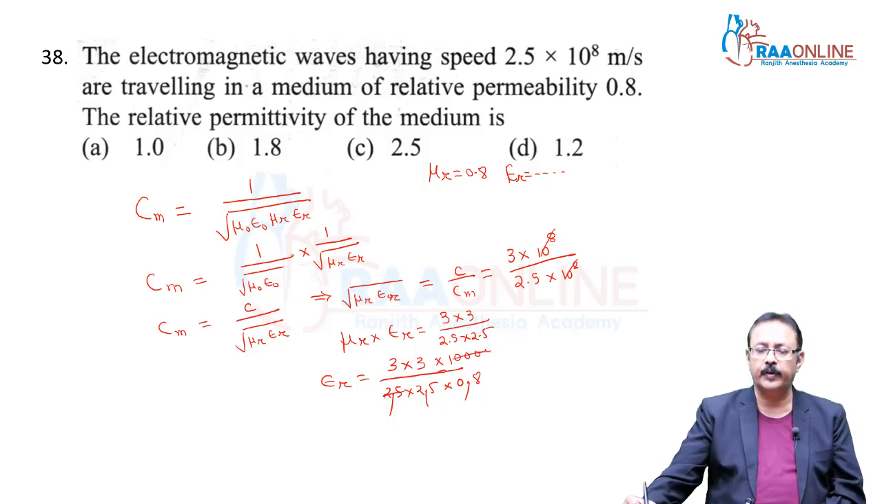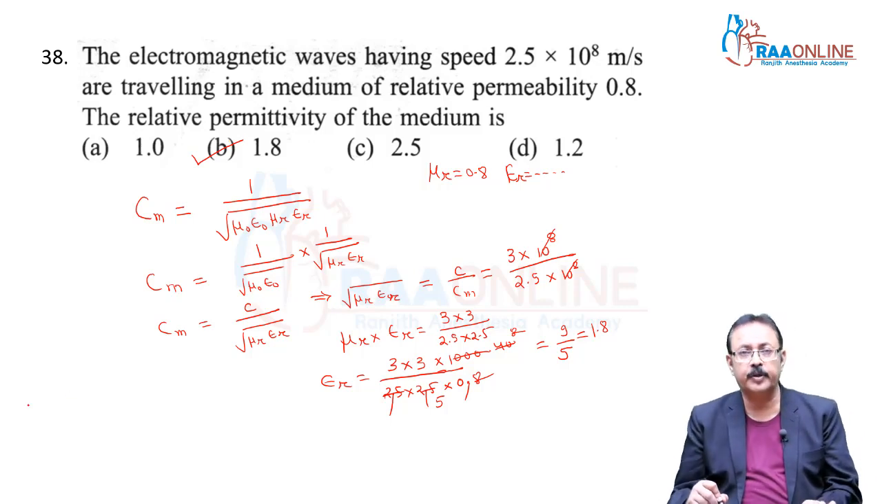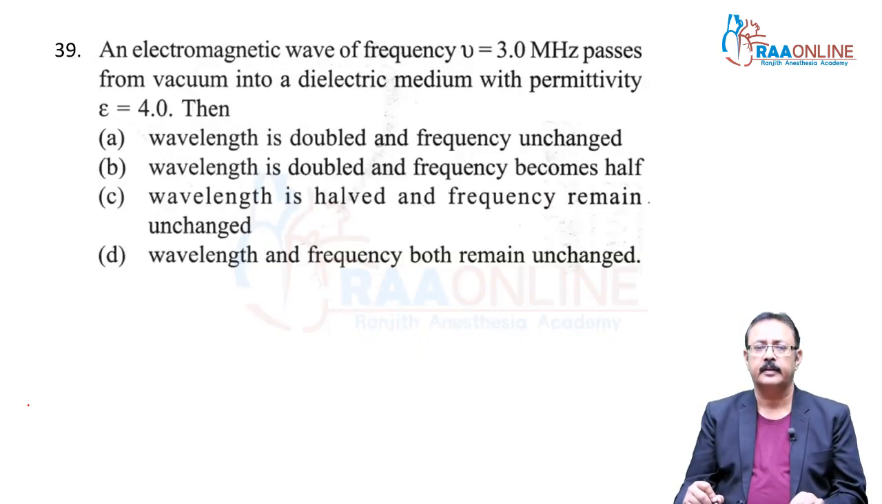25 40s are 1000. 5 5s are 25, 5 8s are 40. Cancel 8 with 8. So what we are getting? 9 by 5, means 1.8. So we will go with option B. So B option was correct.